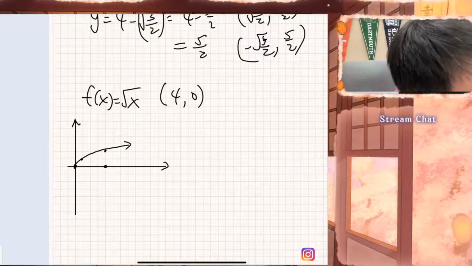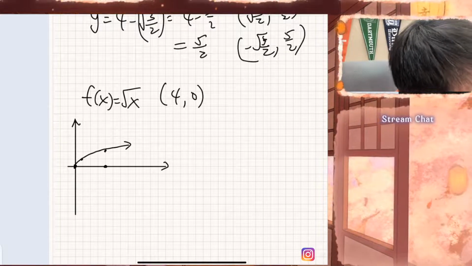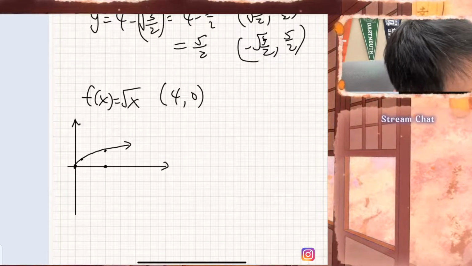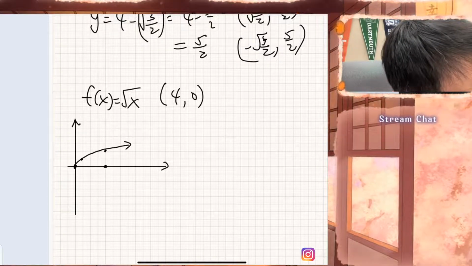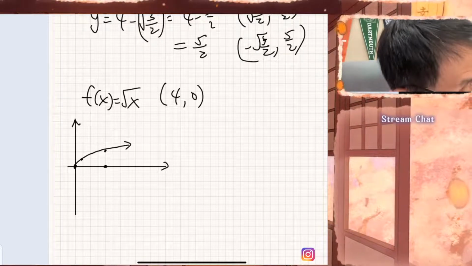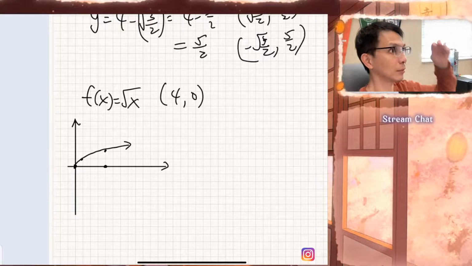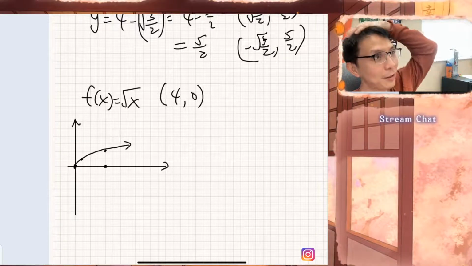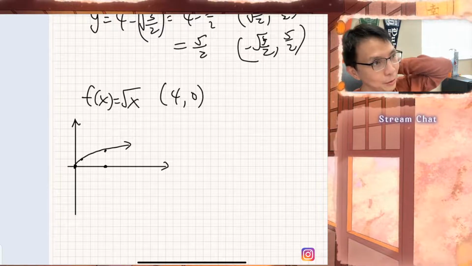3-7, page 15. The answer is 7/2. Well, what's the y value? Just like the square root of 7/2. Okay, you got it right. Oh, congrats. 7/2, comma, square root of 7/2.